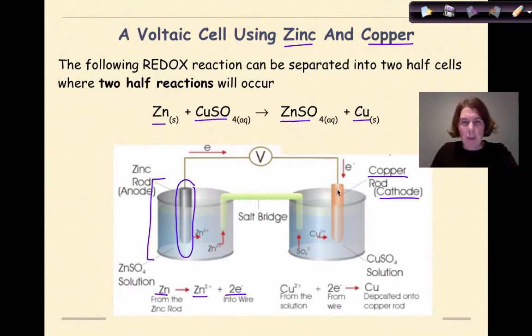Now, it's not the copper electrode that's going to get reduced here. Instead, it's actually the Cu plus 2 ions from the solution that are going to gain electrons and become solid copper. So copper metal will actually be plating or depositing itself on this copper electrode in this cell.